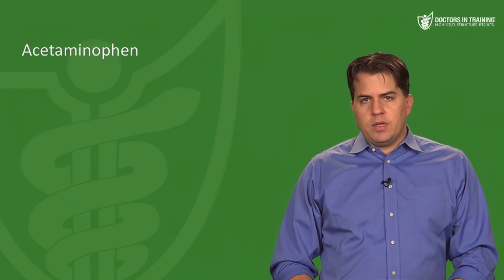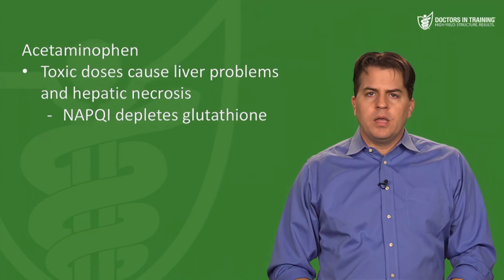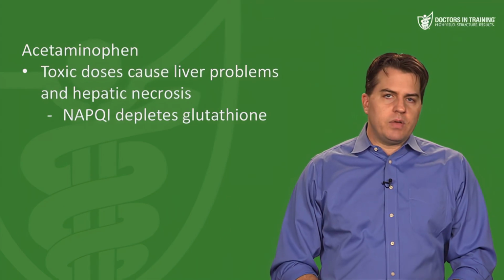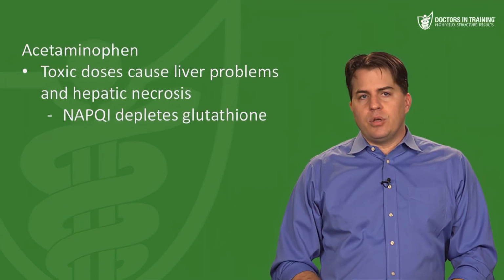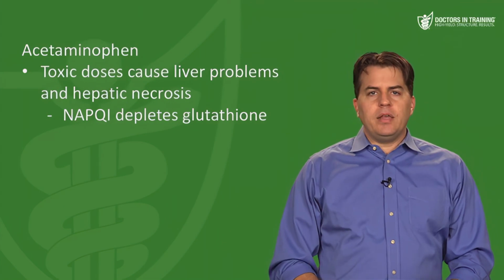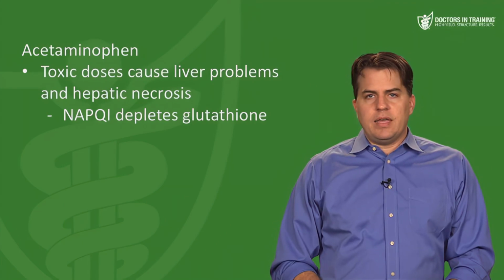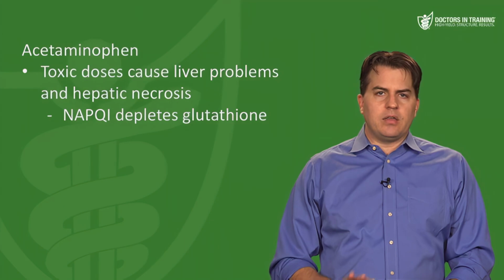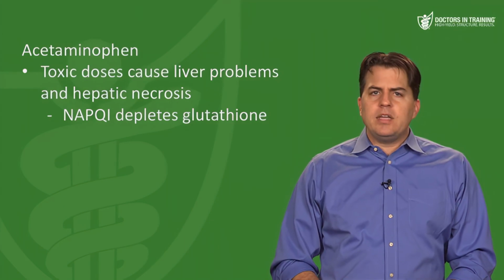What happens with toxic doses of acetaminophen? Toxic doses of acetaminophen cause liver problems and hepatic necrosis. There's a metabolite of acetaminophen called NAPQI that depletes glutathione. Basically, under normal circumstances, when you take normal doses of acetaminophen, that NAPQI metabolite is conjugated to glutathione, it's bound to glutathione, and then it's excreted.